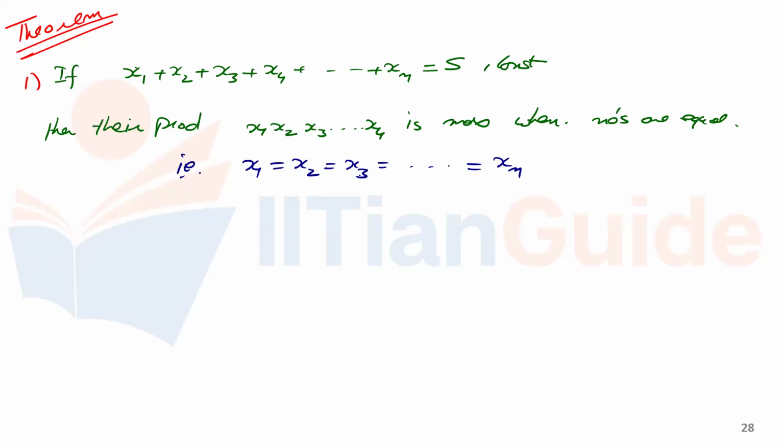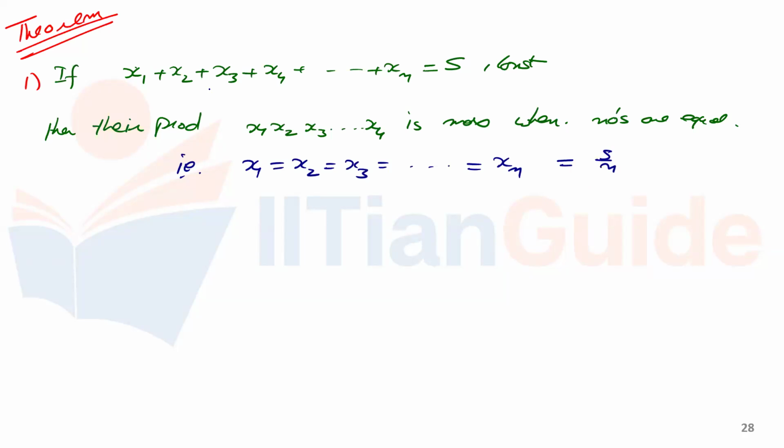So I have x1 plus x2 plus x3 and so on, and the sum is s. The sum of all these numbers is s, and x1, x2, x3, x4 are all equal. So all are equal, and each has to be equal to s by n. Okay, this is the theorem.